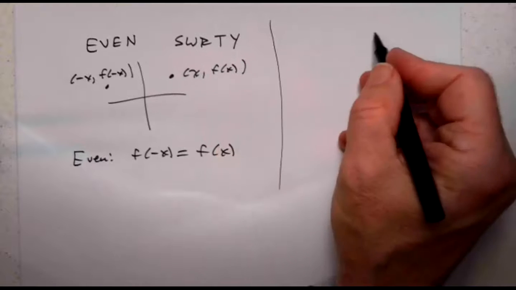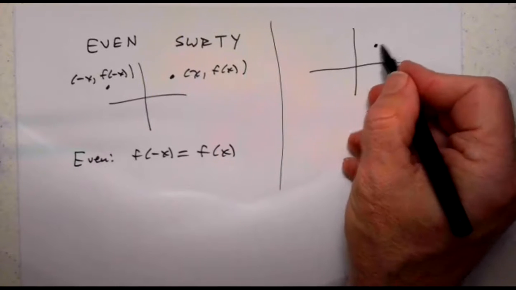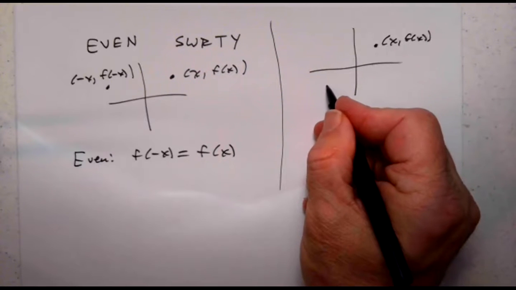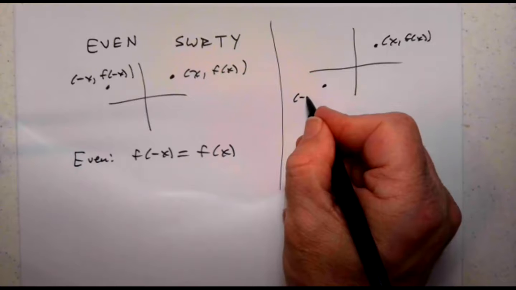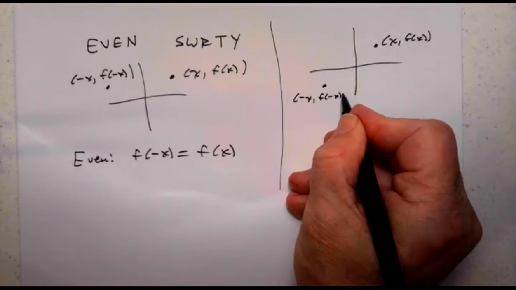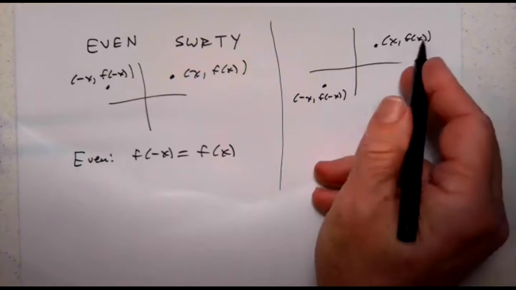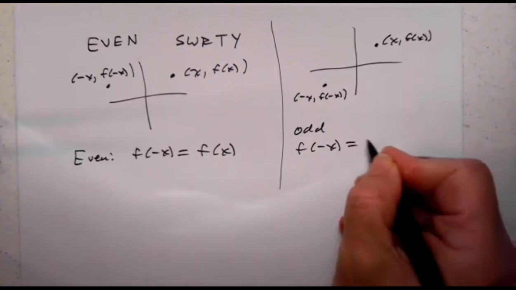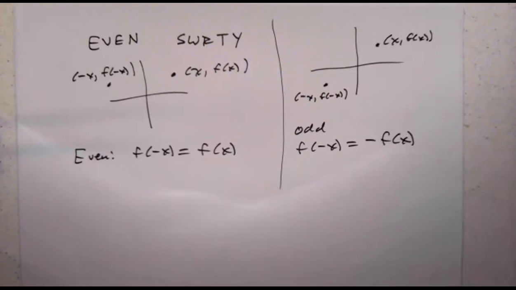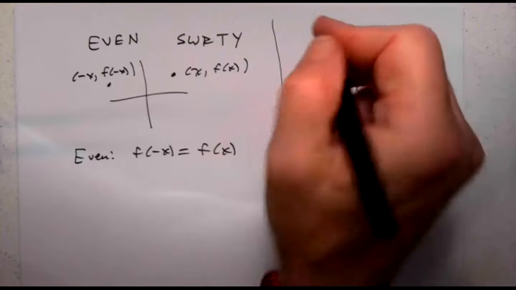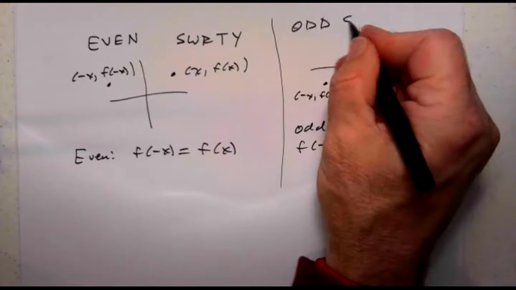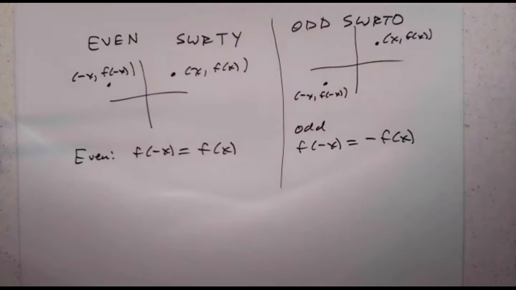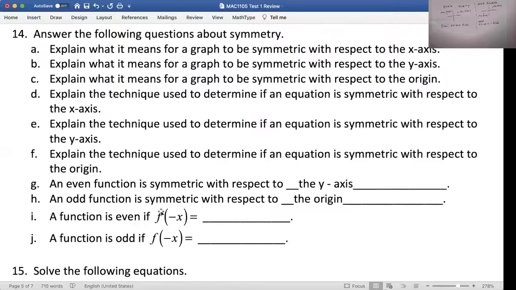Now, in the case of an odd function, here we have x, f of x, it's symmetric with respect to the origin. Here we have negative x, f of negative x. Well, how are they the same? Well, they're not the same. In this case, f of negative x is the negative of f of x. For an odd function, f of negative x is the negative of f of x. That will give us our symmetry with respect to the origin. Odd is symmetric with respect to the origin. Okay. And that finishes the problem.